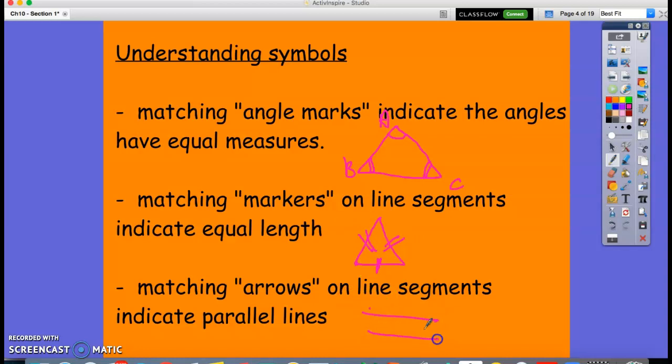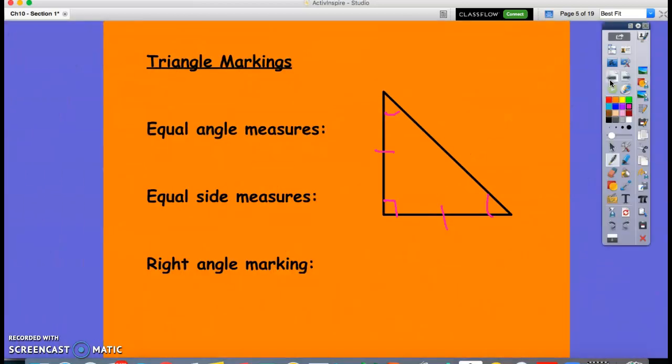So if we have line segments with matching arrows, this means that these two lines are parallel. If you have the matching arrows, that means these lines are parallel. Equal angle measures: I'd say these two angles are equal. Equal side measures: these two sides are equal. And then the right angle is this.